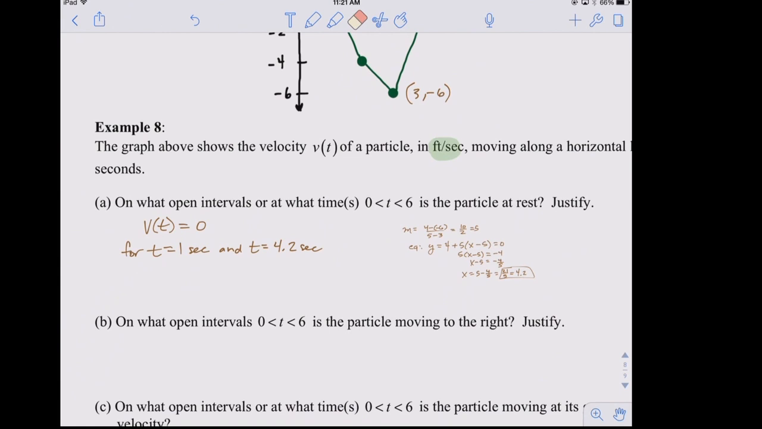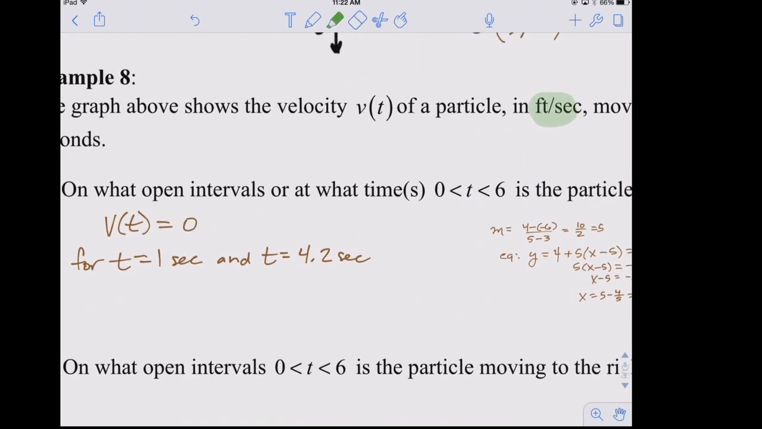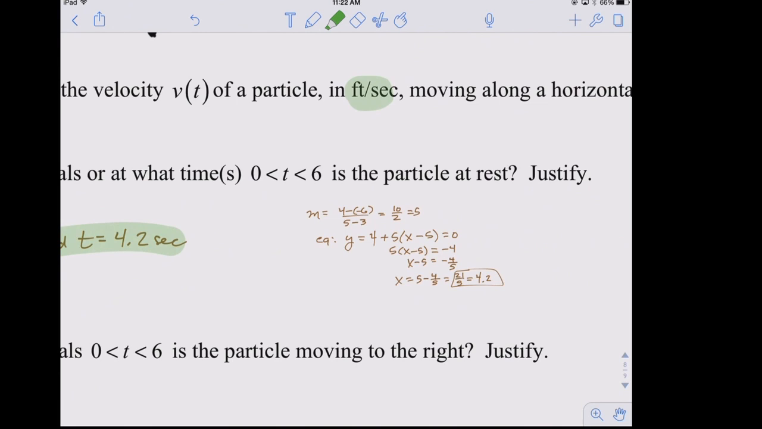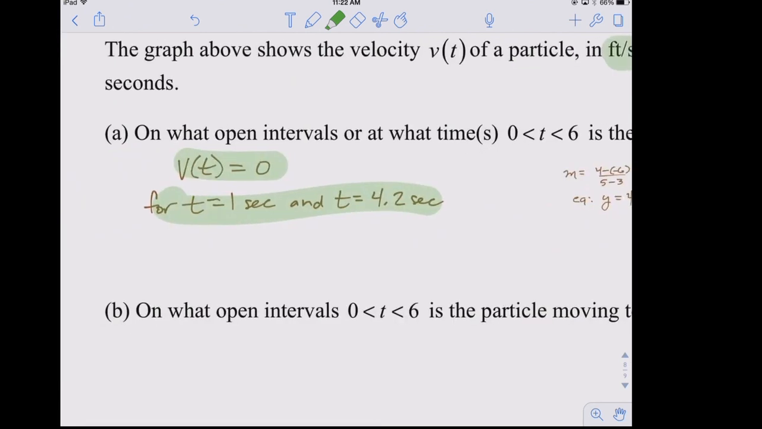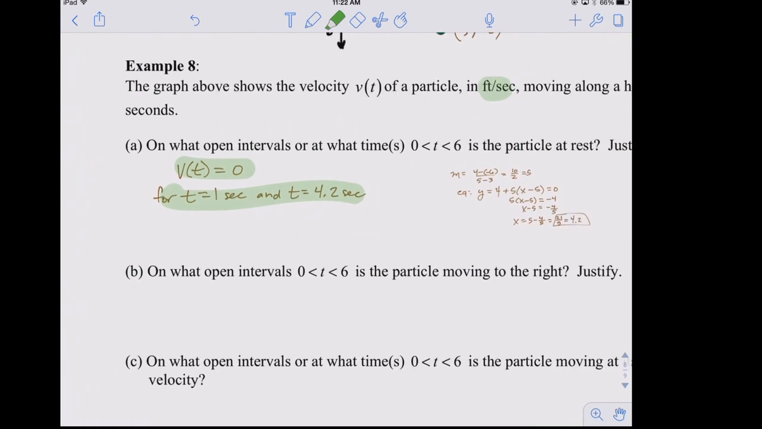Okay, was that enough justification? We answered it, right? What's the justification? V of t equals 0. Yeah, and this right here. In other words, they want to know why do you know that 1 and 4.2 seconds are the time where it's at rest, because that's where V of t equals 0.